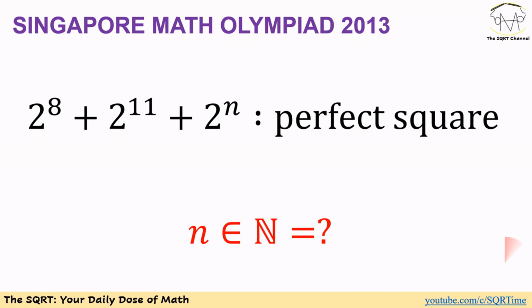In this video, we are going to talk about another problem that we got from Singapore Maths Olympiad from 2013. In this problem, we have 2 to the power of 8 plus 2 to the power of 11 plus 2 to the power of n is a perfect square number. We are looking to find the value that we can have for n belongs to natural number so that this condition is true. Before moving forward to talk about the solution, make sure that you pause the video to think about the problem.